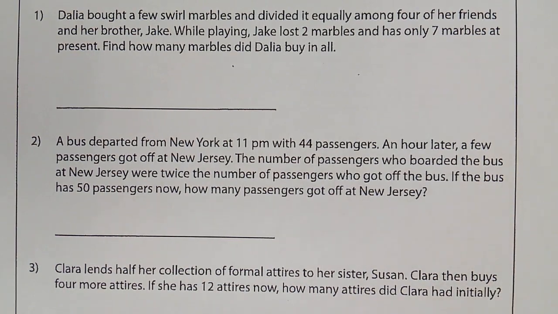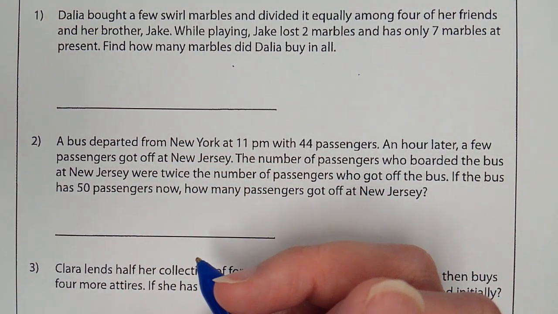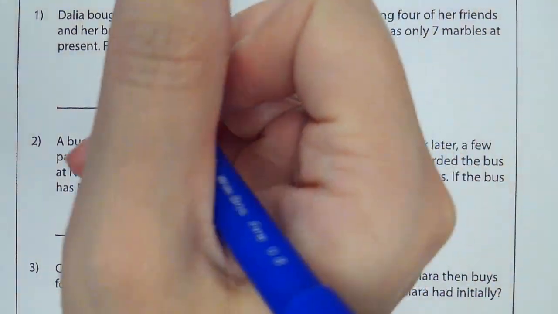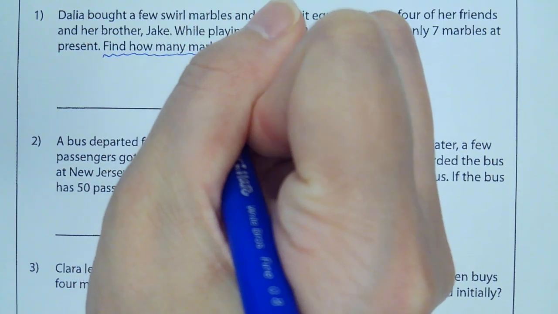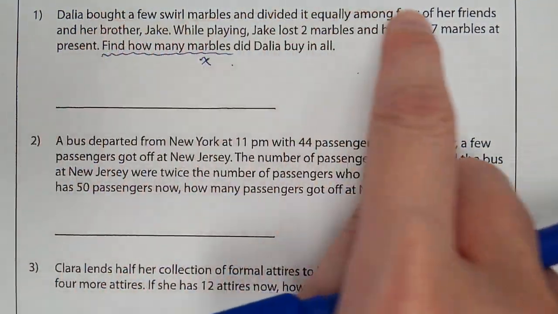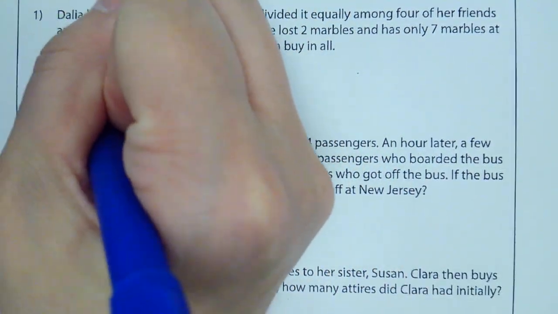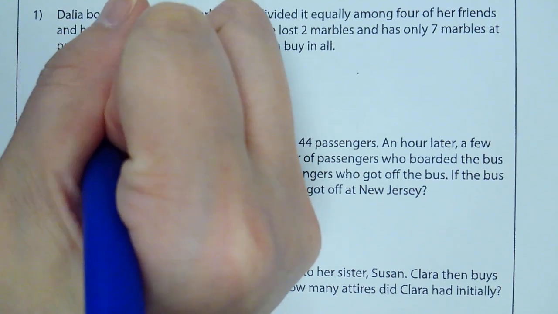So who can read number 1 for us? The back? Dahlia bought a few marbles and divided it equally among 4 of her friends and her brother Jake. While playing, Jake lost 2 marbles and has only 7 marbles at present. Find how many marbles did Dahlia buy in all? Okay, good. So you want to look at the final sentence. Right. How many marbles? So your marble is X. So Dahlia bought marbles, so that's X.